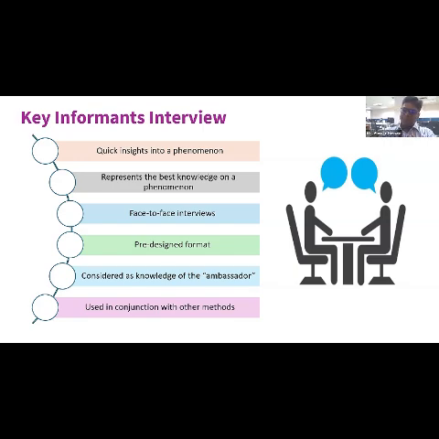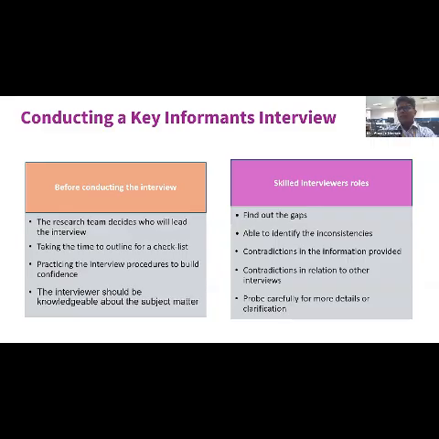And conducting a key informant interview. Before conducting the interview, the researcher and the team decide who will lead the interview, taking the time to outline a checklist and practicing the interview procedure to build confidence.